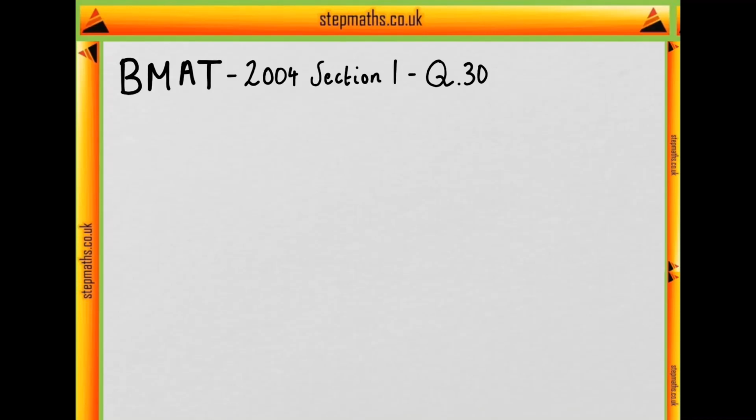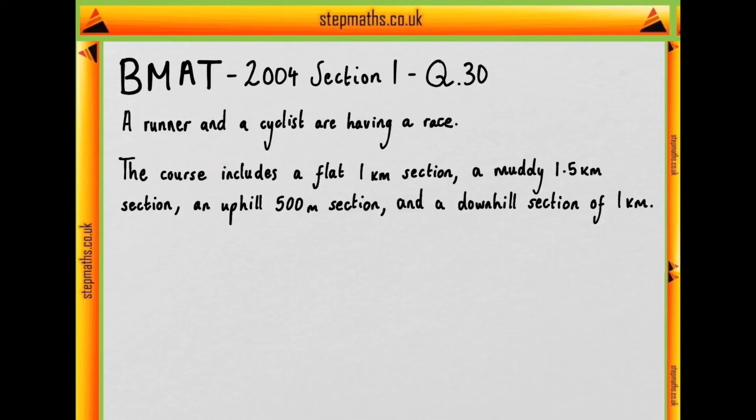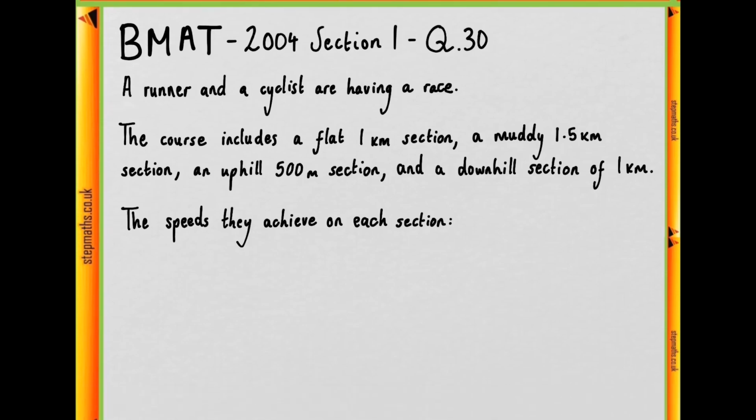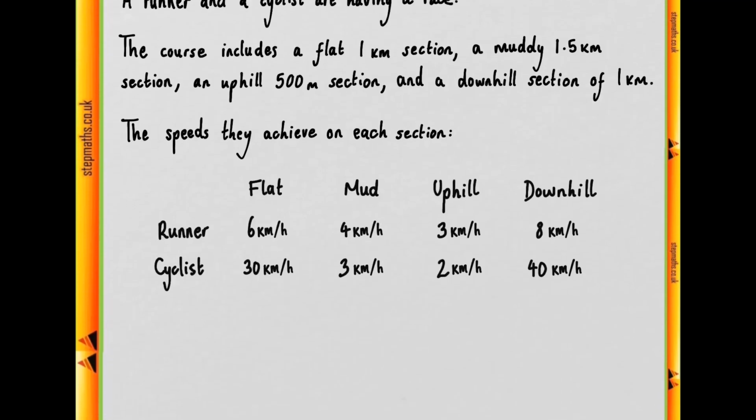In question 30, we're told that a runner and a cyclist are having a race, and that the course they are traversing includes a flat section which is 1 kilometre, a muddy section which is 1.5 kilometres, an uphill section which is 500 metres, and finally a downhill section of 1 kilometre. And then we're told the specific speeds that they achieve on each section of the course is as follows.